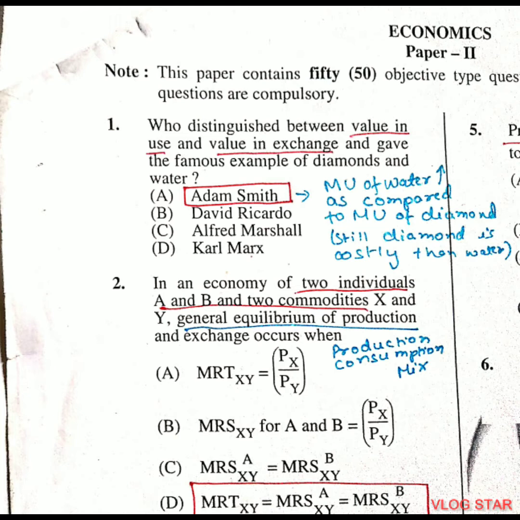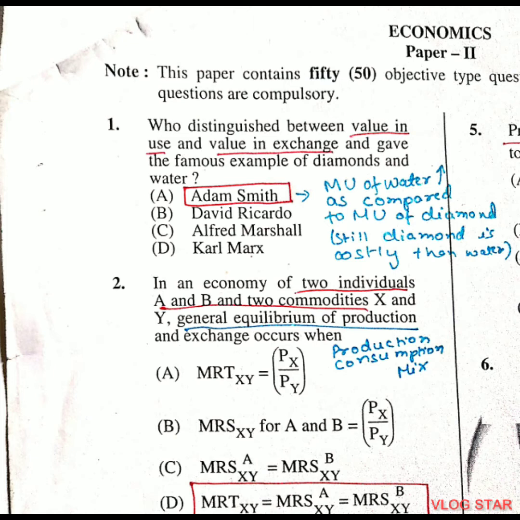Question number 1. Who distinguished between value in use and value in exchange and gave the famous example of diamonds in water? It was distinguished by Adam Smith. This theory is called the diamond-water paradox. In that theory he says, as we know, the marginal utility of water is more as compared to the marginal utility of diamonds. But still the price of diamonds is much higher than that of water. For a detailed answer, you can watch the video on the diamond-water paradox which I have made previously.